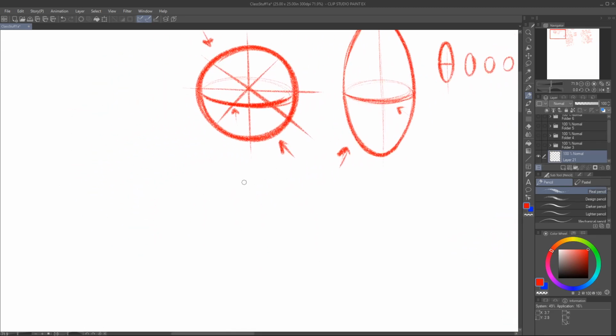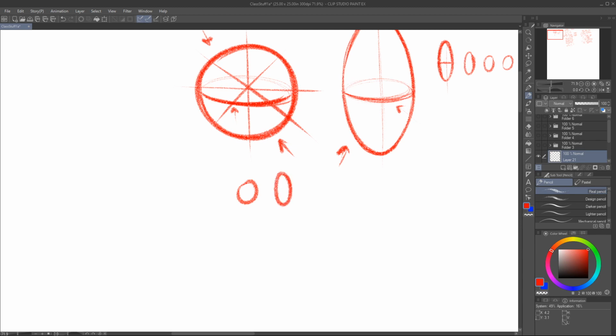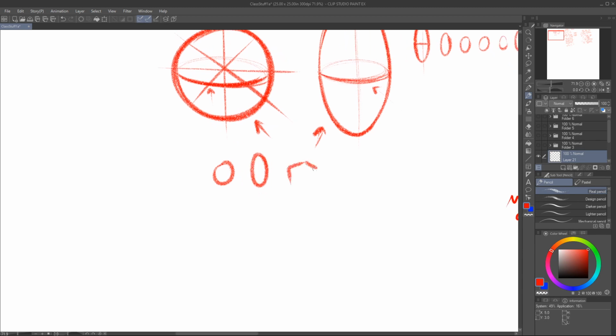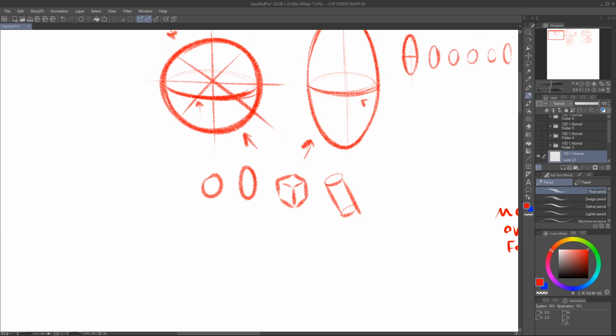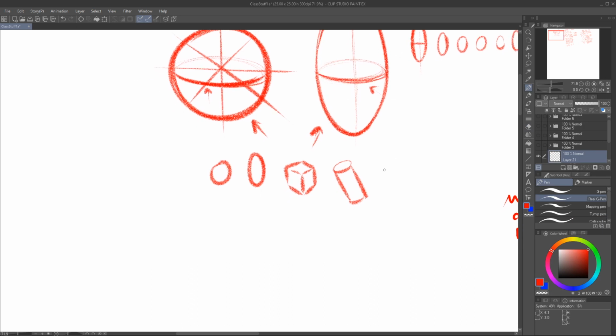So you've got your sphere, your egg shape, your cube, your cylinder. Oops. No, it's not selecting eraser for some reason for me. Okay, here we go. I'm just making a quick note for myself to remember which one of these to go over before I move on. And pyramid.